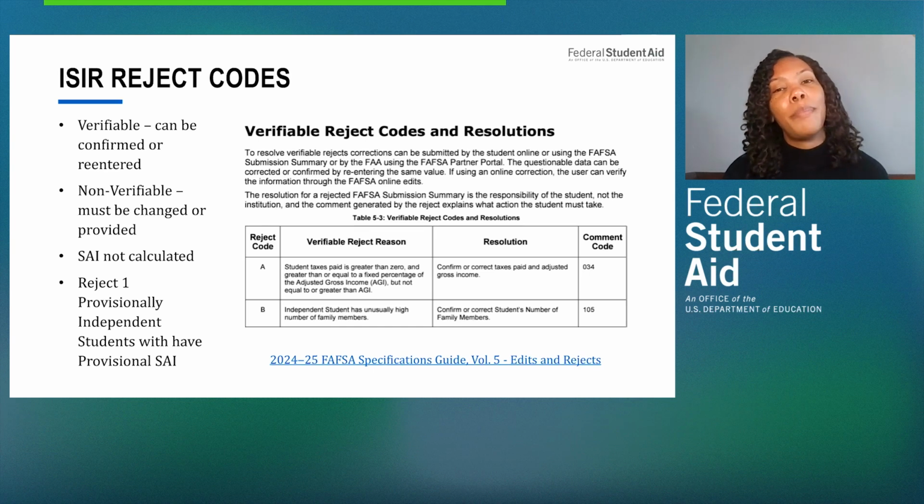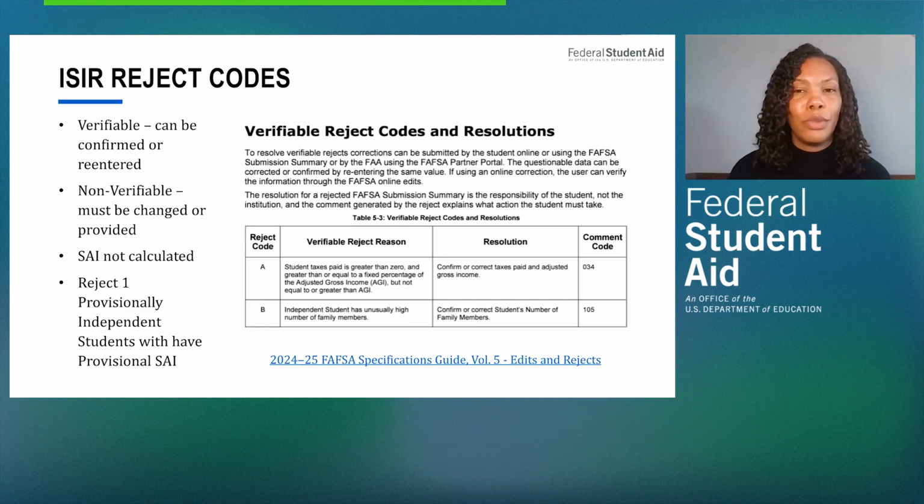They will go through the same path as a provisionally independent student so that they can complete the FAFSA without parent information, but it's two different categories, two different situations, and so you make two different determinations based on our guidance that we have out there for unaccompanied homeless youth and provisionally independent students.